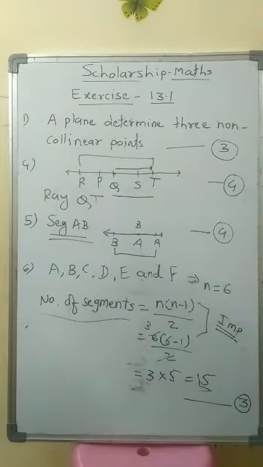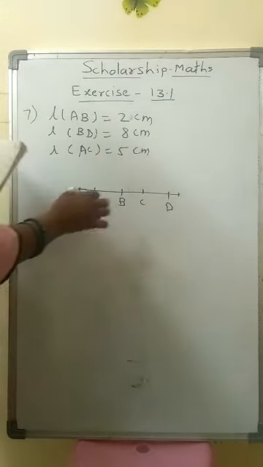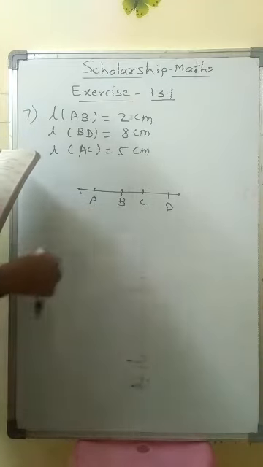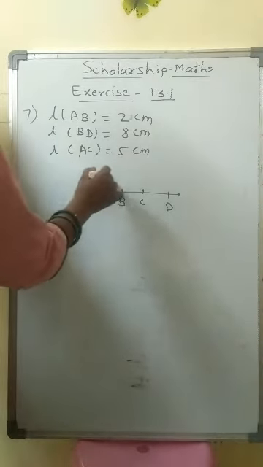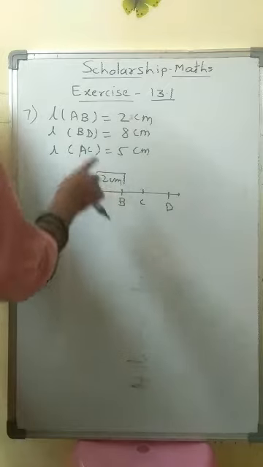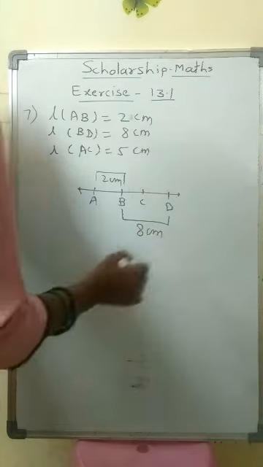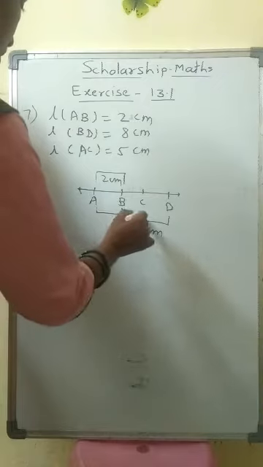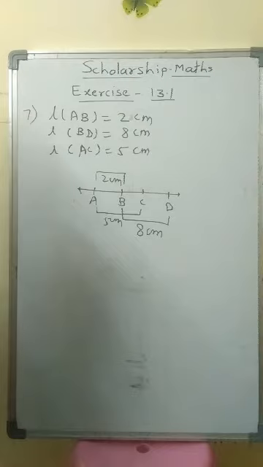And now the next example, the 7th one. A, B, C, D are 4 consecutive points on a line. So we are drawing a diagram of that. Length of AB is 2 centimeters. Length of BD is 8 centimeters. Length of AC is 5 centimeters. And now the question is, which of the following statements is true? We have to find the true statement.